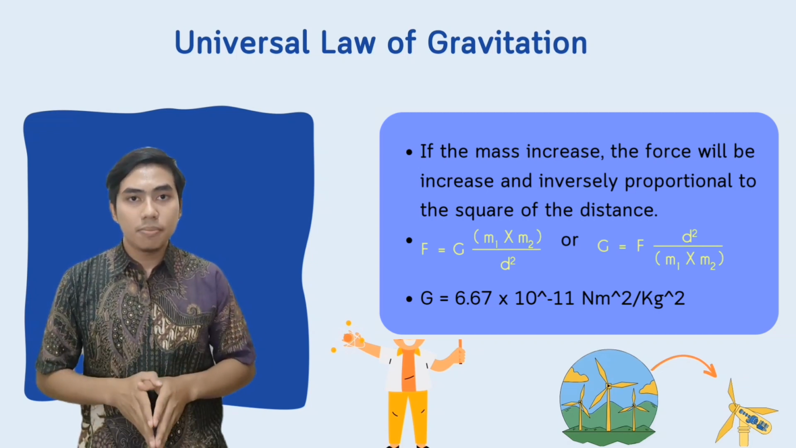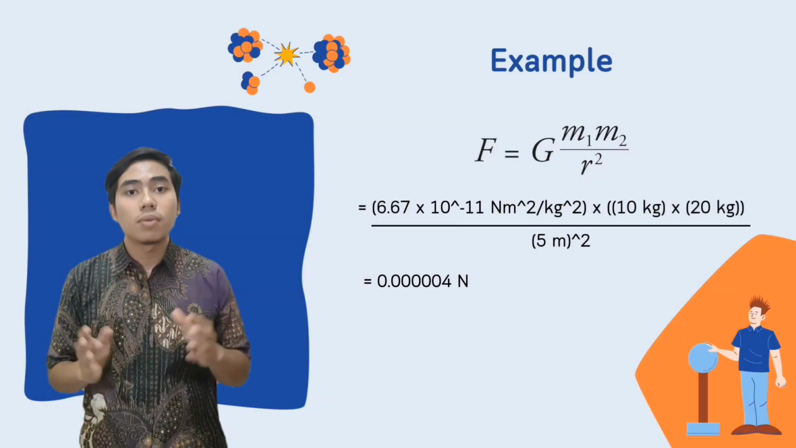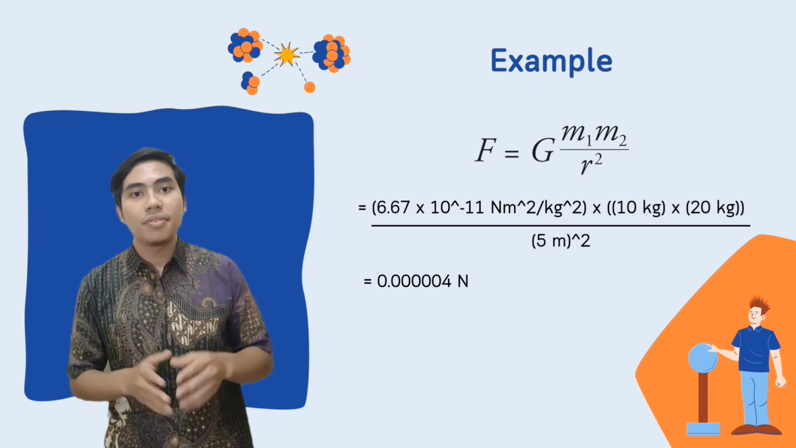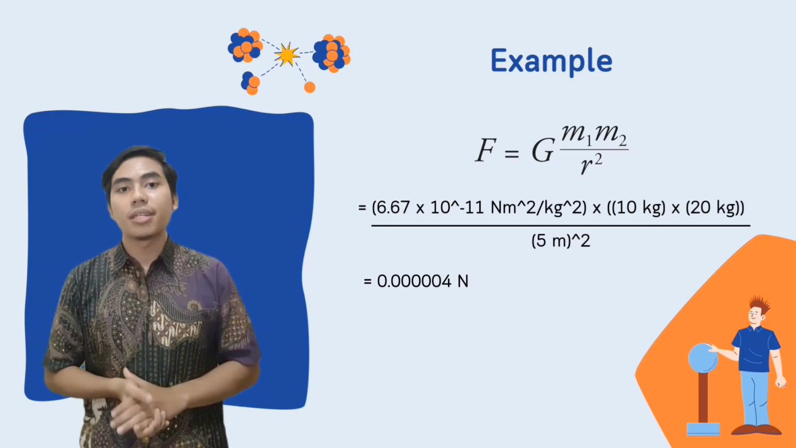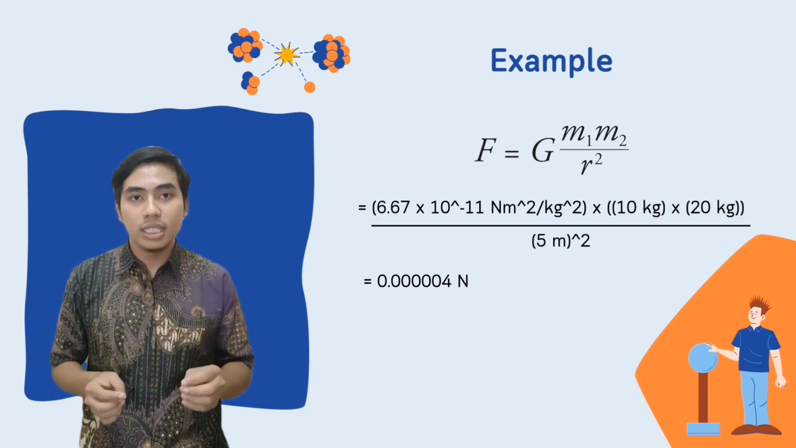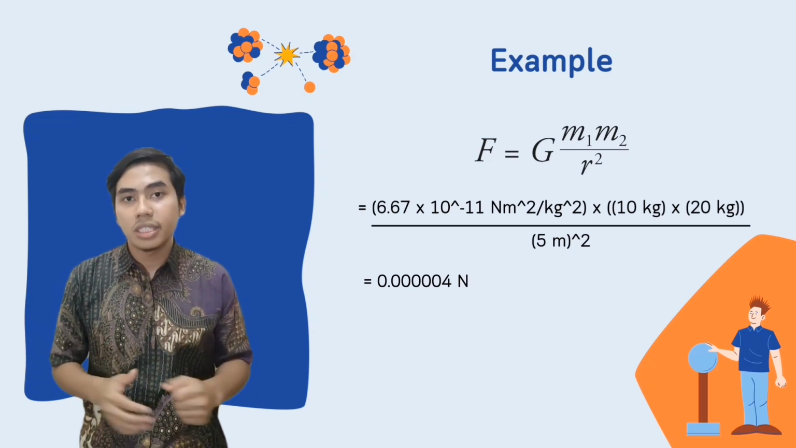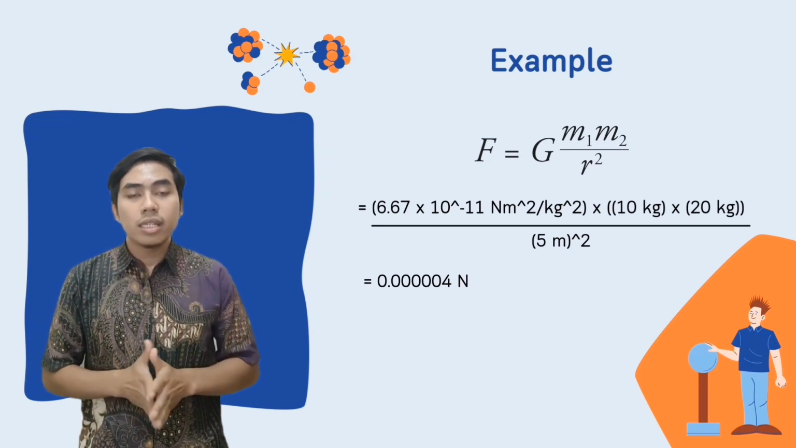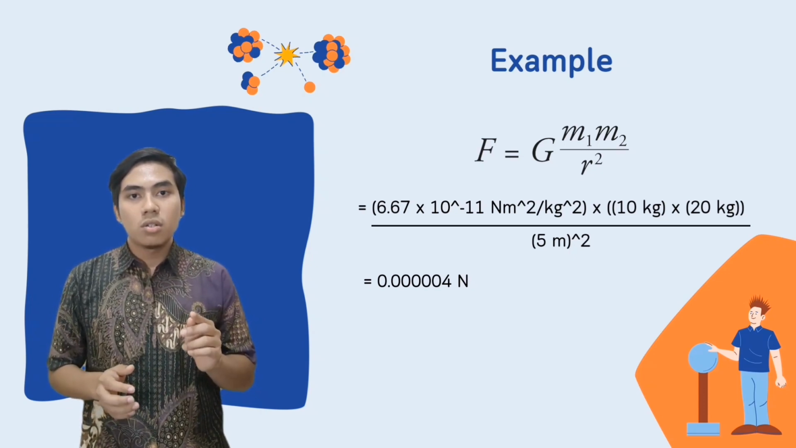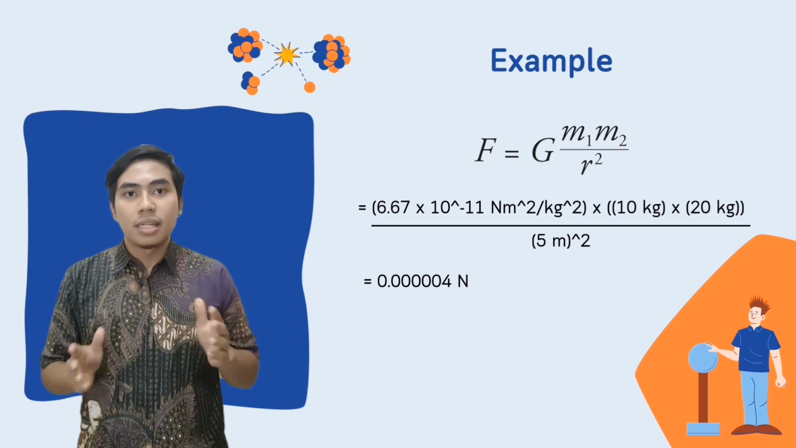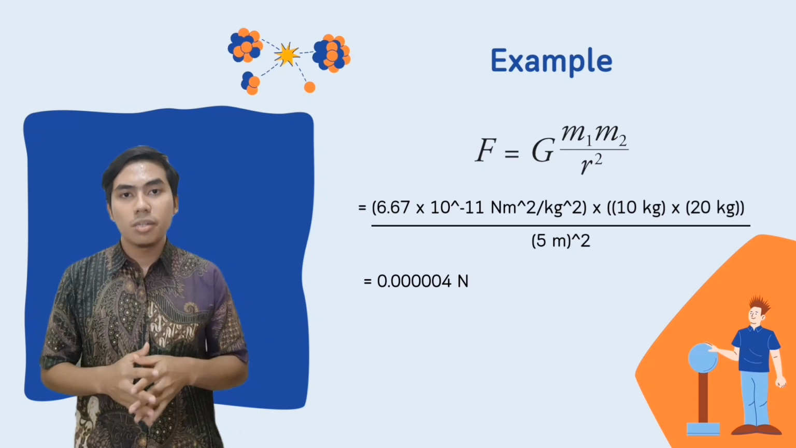Let's consider an example to understand this law better. Suppose we have two objects, one with a mass of 10 kg and the other with a mass of 20 kg. The distance between them is 5 meters. Using the formula F = G × m1 × m2 / d², we can calculate the force of attraction between them. By substituting the data given, we will get F = 0.00004 Newton. This result may seem small, but it is significant when dealing with astronomical bodies.